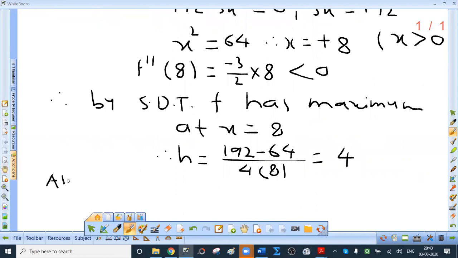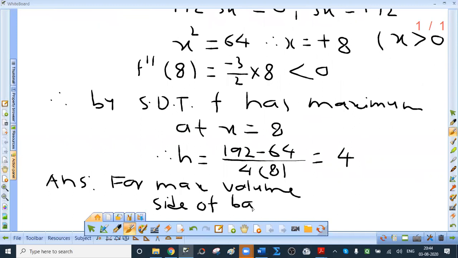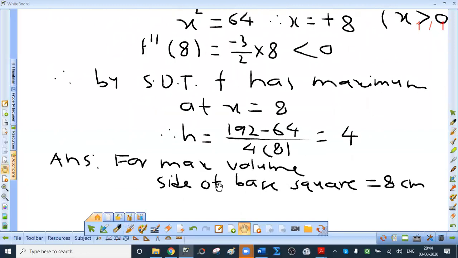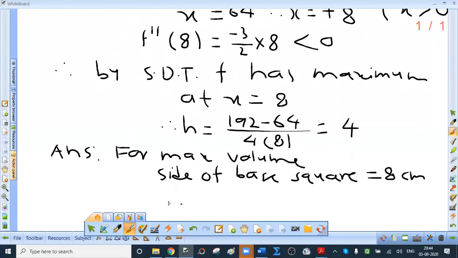So what should be the answer? For maximum volume, side of base square should be what? 8 centimeter. See, in many cases you are asked to find the max volume also, and that height of the box is nothing but 4 centimeter. Okay.